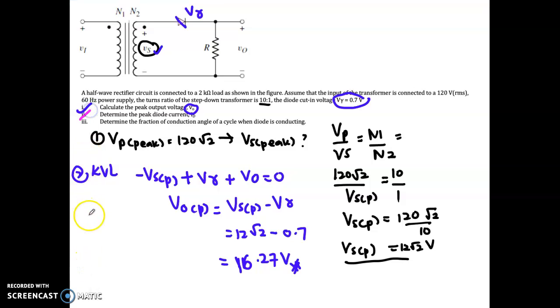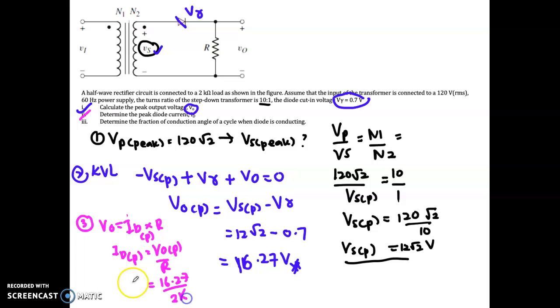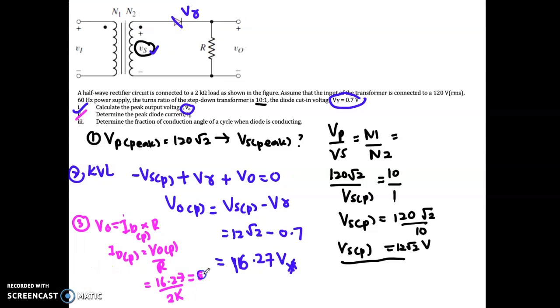Okay, for question number 2, determine the peak diode current. How can you get the diode current? You know your V out is actually ID times R, right? So the peak current is V out peak divided by R. You get 16.27 divided by the value of the resistor, which is 2 kilo ohm. So the answer is 8.13 milliampere. So you are done with question number 2.